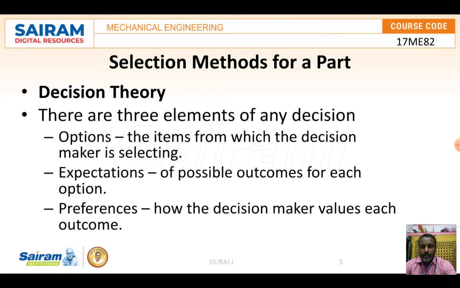In the preference, it is rank-wise. Suppose we want a larger number of components, we are not concentrating on the good surface finish. So first, depending upon our requirement, the preferences are going to make the ranking order. According to that we can choose over here. So this is about decision theory.